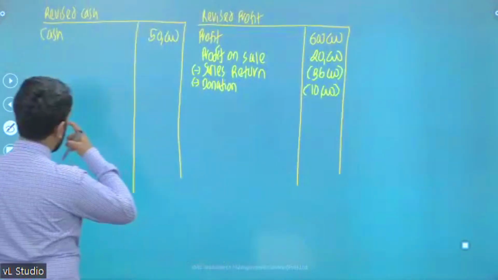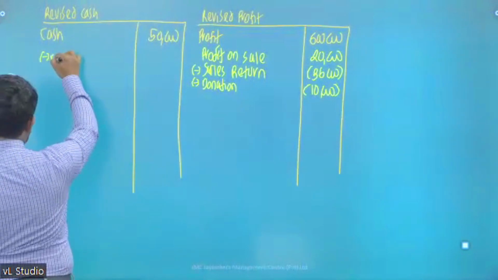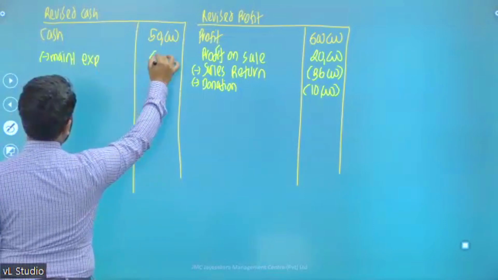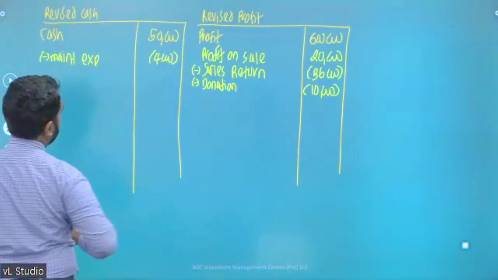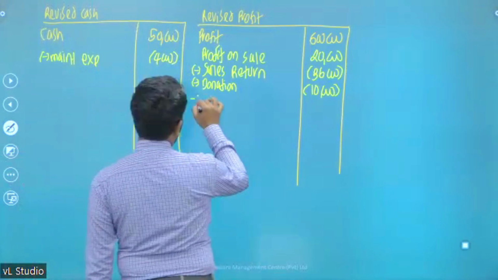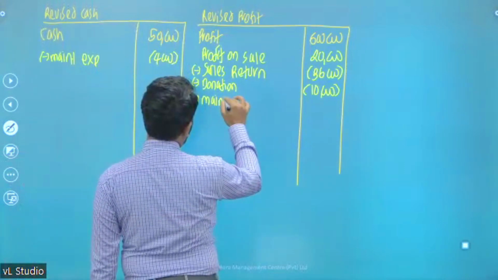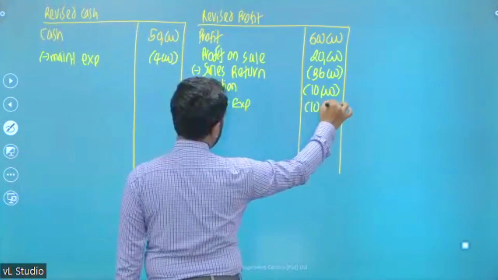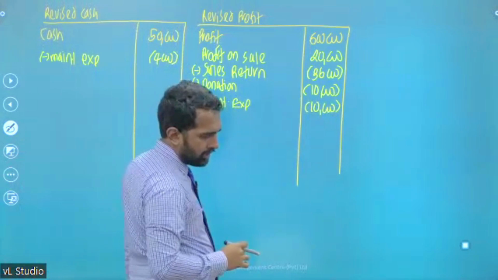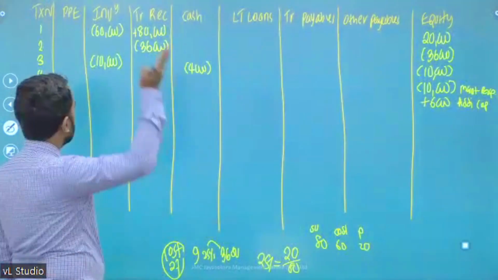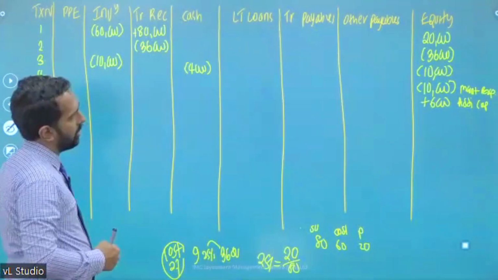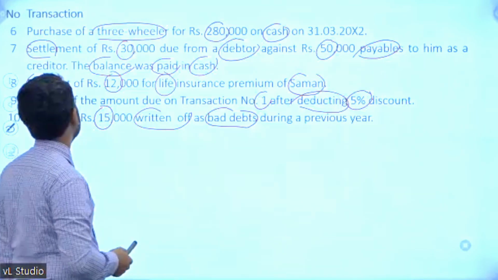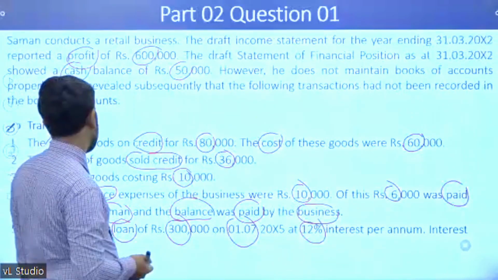Let us adjust the maintenance expense. Maintenance expense here minus 4,000. Maintenance expense, we have to take the entire 10,000. So 4,000 is deducted from the cash, 10,000 is deducted from the profit, and 6,000 is being added. Right. Look at the fifth transaction.